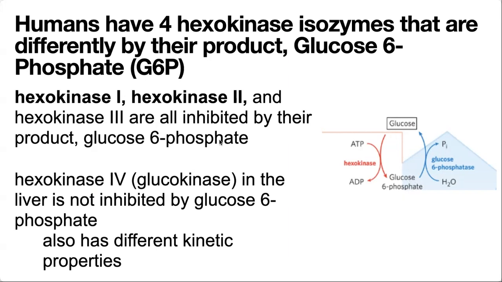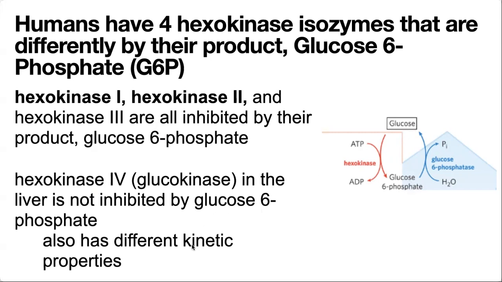Now we have a 4th hexokinase. This is also called glucokinase. Now this one's specific to our liver, and it's not inhibited by glucose 6-phosphate. And so it would keep making glucose 6-phosphate. It's not going to be inhibited by that.